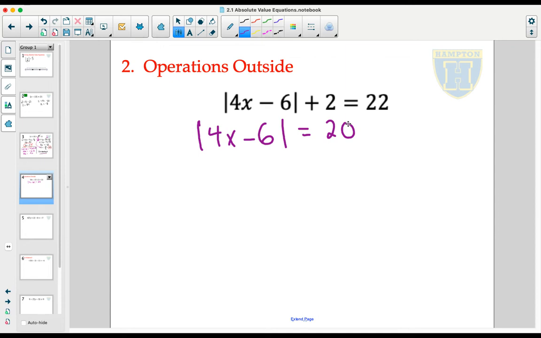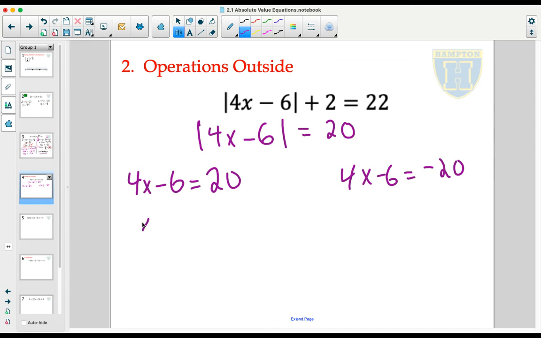And employing the same logic that we employed previously, there's two ways to get there. 4x minus 6 can have an absolute value of 20 if it equals 20, or 4x minus 6 can have an absolute value of 20 if it equals negative 20. Solving each one of these equations, on the left equation, I'll add 6 and divide by 4, and I'll end up with 13 over 2, also known as 6.5. And solving the right equation, I'm going to end up with x is negative 7 over 2, or negative 3.5.